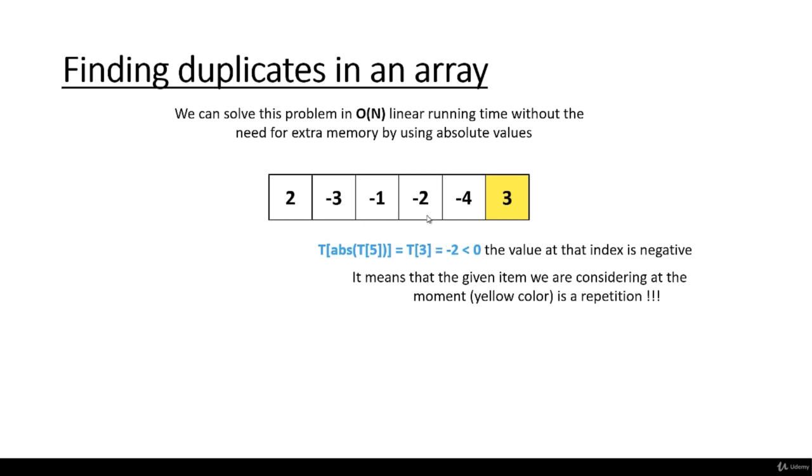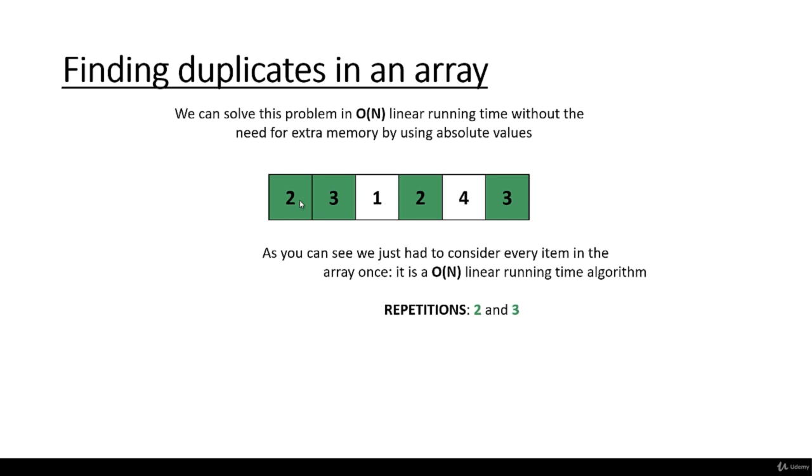Index 3 has the value -2, which is smaller than 0, so we know again that there is a repetition. So we came to the conclusion that there are several duplicates in this one-dimensional array. To be exact, the number 2 and number 3 are repetitions. So this is how we can check duplicates in a one-dimensional array in linear running time complexity.